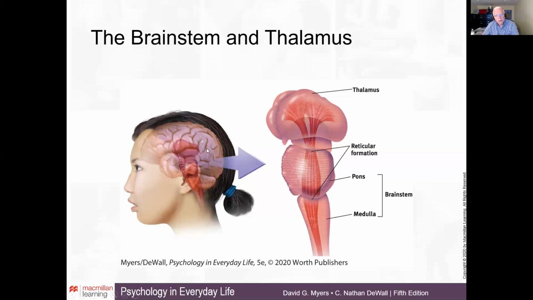The thalamus, as you can see, sitting atop this area, is like a sensory relay station in the brain. Sensory inputs coming in from different areas go through the thalamus before they then end up in the part of the brain that registers that particular sensation.